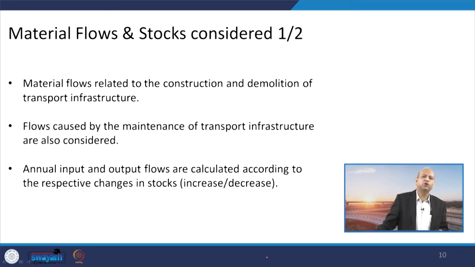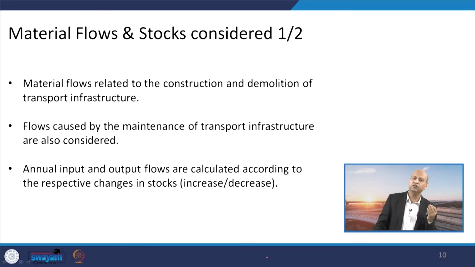Well, when we talk about material flows and stocks, what kind of material flows and stocks we consider, basically construction-related and demolition-related transport infrastructure. So, those flows have to be considered. If you are laying the track of the railways for a particular mode, then construction activity will be there, some material will be utilized like gravel or land, some filling in soil, and then steel, all those kinds of flow will be there.